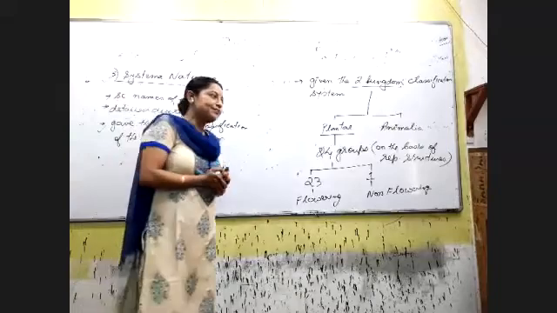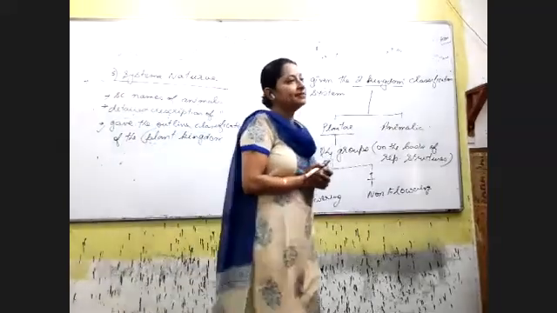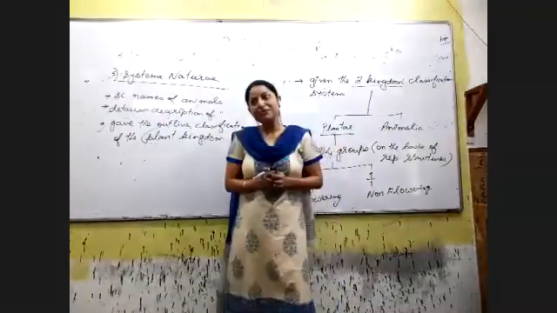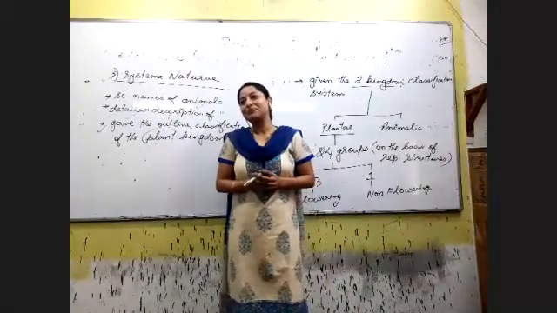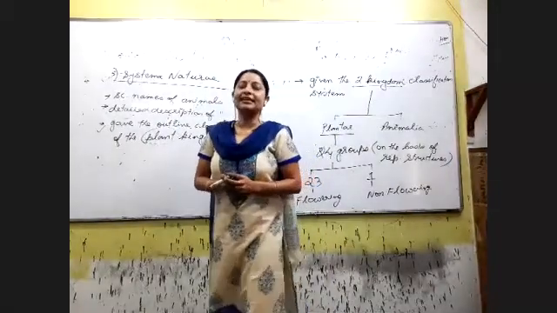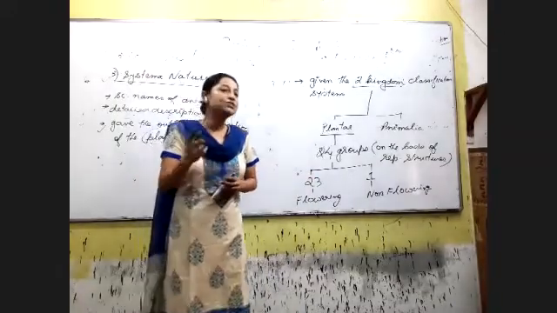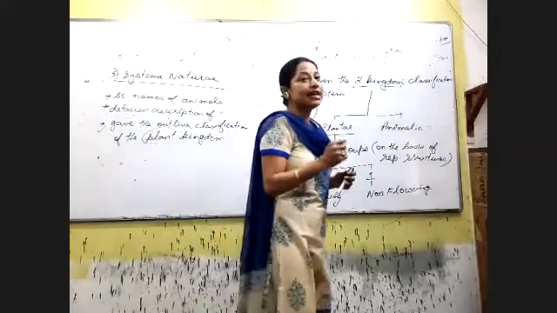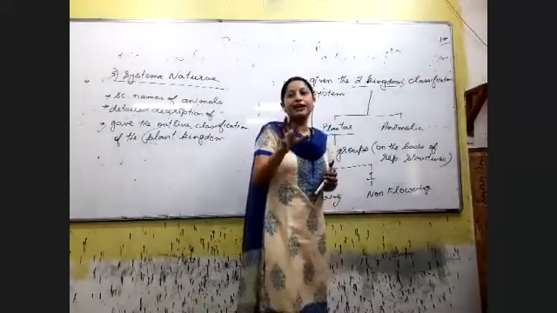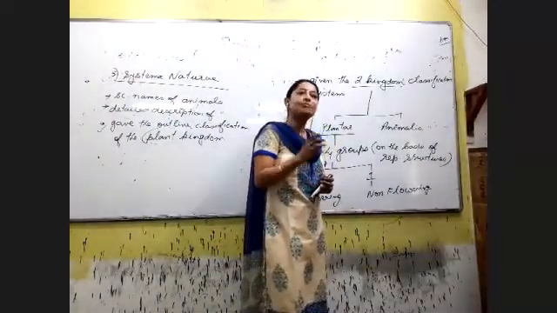The most primitive plant, algae. Have you heard about algae or you did not hear? After algae, bryophyte. After bryophyte, pteridophyte. Next, we have gymnosperms, and then we have the angiosperms. These are the 5 groups of plants that are included in the plant kingdom.